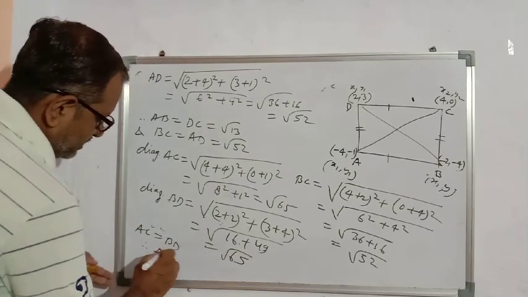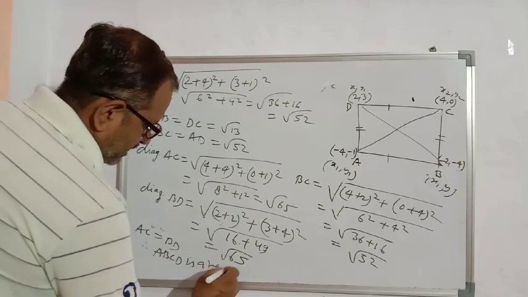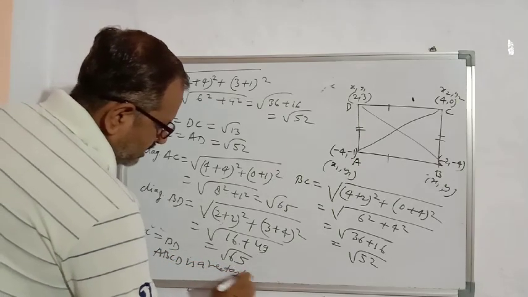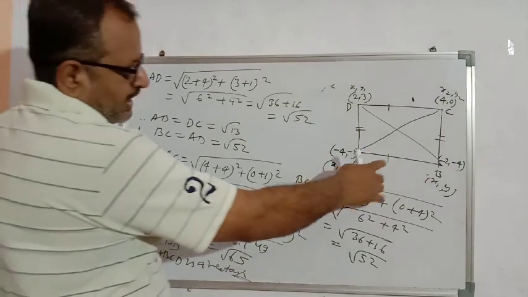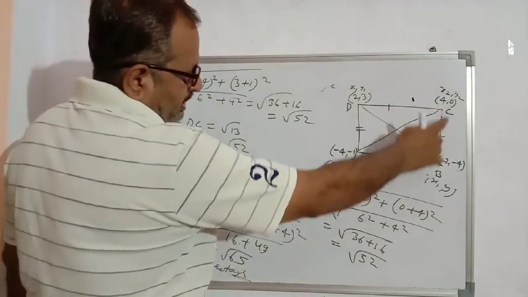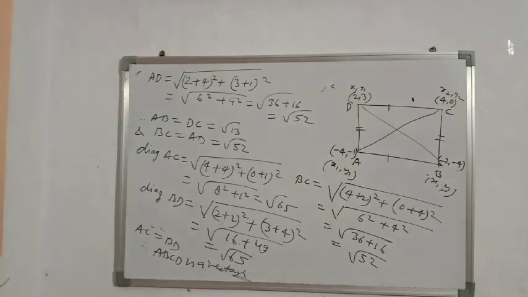So ABCD is a rectangle. So in this way we can prove ABCD is a rectangle. First we show that opposite sides are equal, then prove that diagonals are also equal. Now we will take the last question, which is based on the reflection.